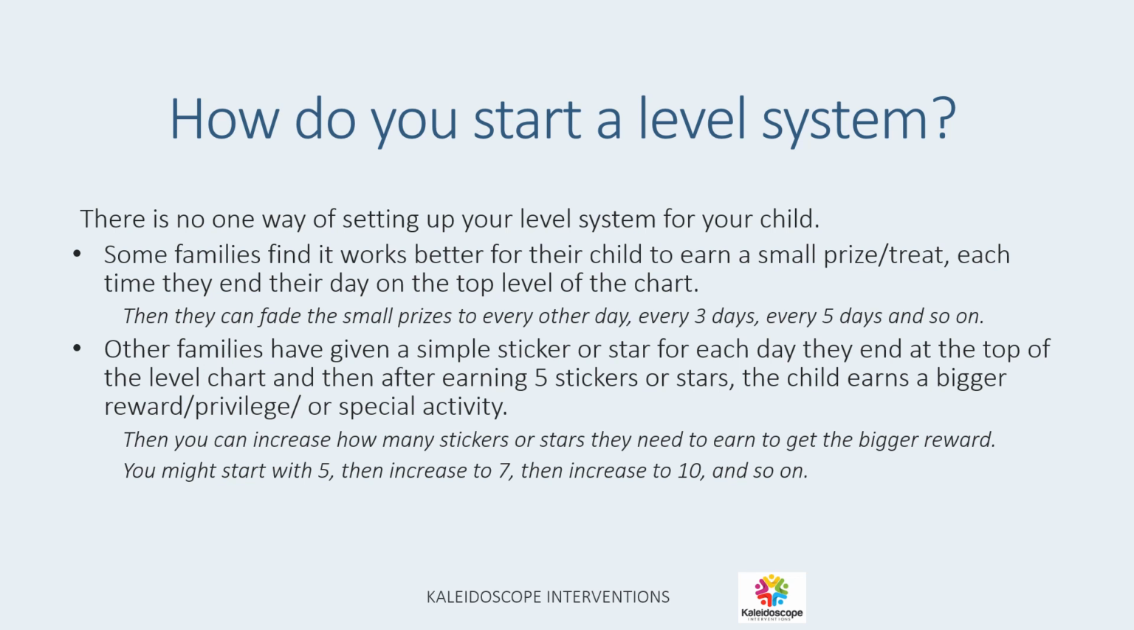Then they can fade the small prizes to every other day, then every 3 days, every 5 days, and so on. Other families have given a simple sticker or star for each day they end at the top level of the chart. And then after earning 5 stickers or stars, the child earns a bigger reward, privilege, or special activity. Then you can increase how many stickers or stars they need to earn to get the bigger reward.